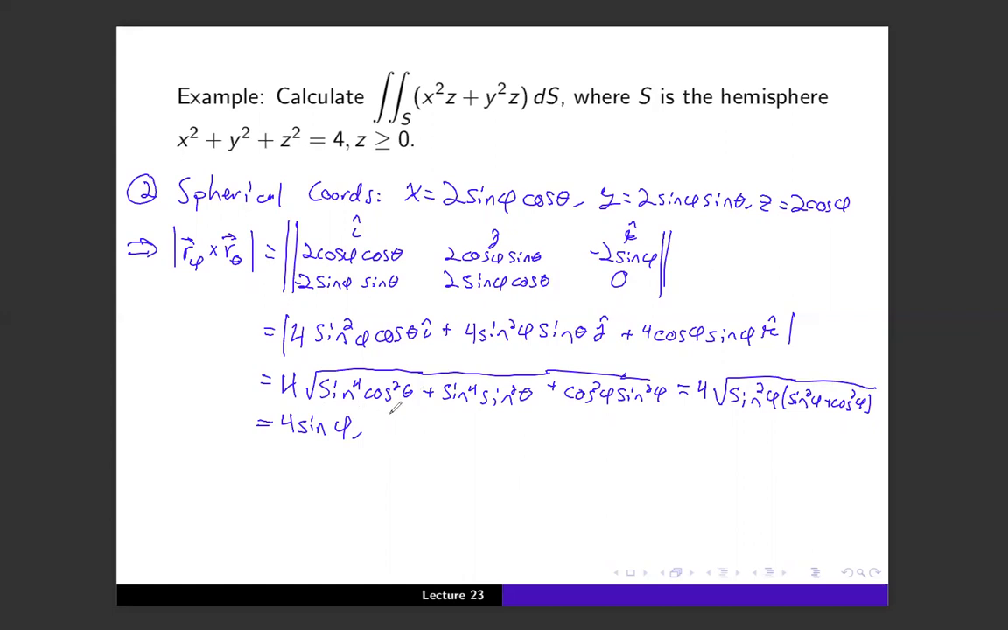And you know it's positive because phi is always between 0 and pi, or in this case, since z is only the upper half, remember how spherical coordinates work, theta is between 0 and 2 pi going all the way around, but phi is only going halfway down. So phi is going from 0 to pi over 2.